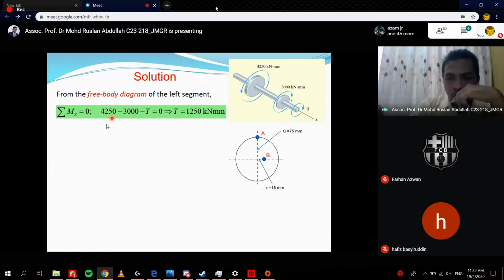So why do we choose this one positive and these negative? Again, this is the right hand rule. This is your right hand, and this is the axis. Your fingers refer to the positive torque. If the direction is opposite to your fingers, automatically the value becomes negative.